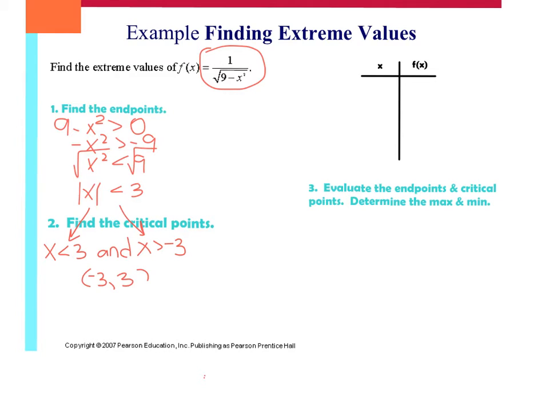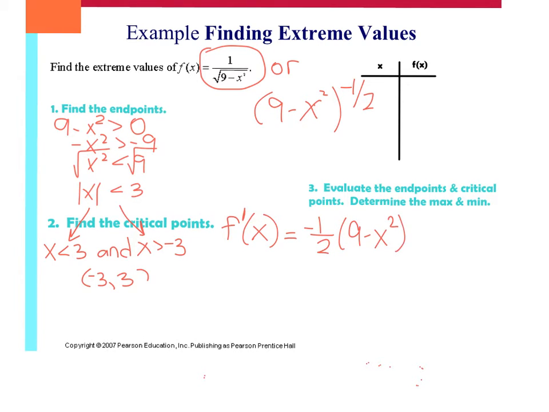Now let's go ahead and find the critical points. Well, in order to do that, we must calculate the derivative of the function. Well, we know this function, we could rewrite it as a power. So it is the quantity of 9 minus x squared to the negative 1/2. Sorry about this, I'm not sure why my pen is having problems. Okay, now we're going to take the derivative of this function. So we bring the negative 1/2 to the front, and then the inside quantity stays the same. And then we subtract 1, so we get negative 3/2. And then it's times the derivative of the inside, which would be a negative 2x.